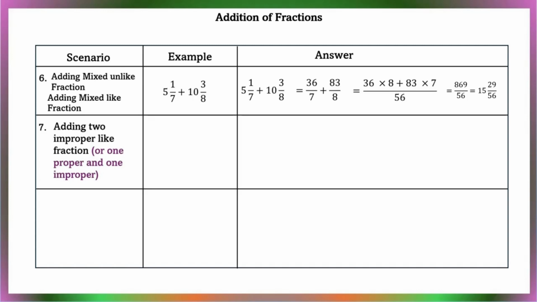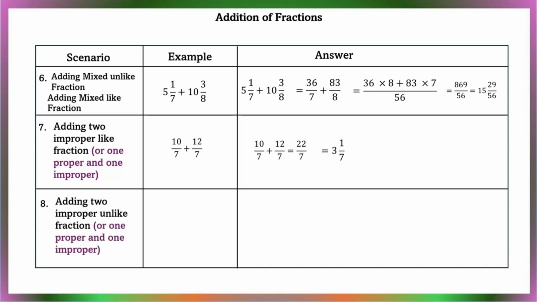Scenario 7. Adding two improper like fractions. When we add like fractions, we simply add the numerators and keep the denominators the same and simplify the answer if needed. Scenario 8. Adding two improper unlike fractions. Find the LCM of the denominators to make the fractions have a common denominator. After that, add the fractions and simplify or convert it into mixed fractions if needed.